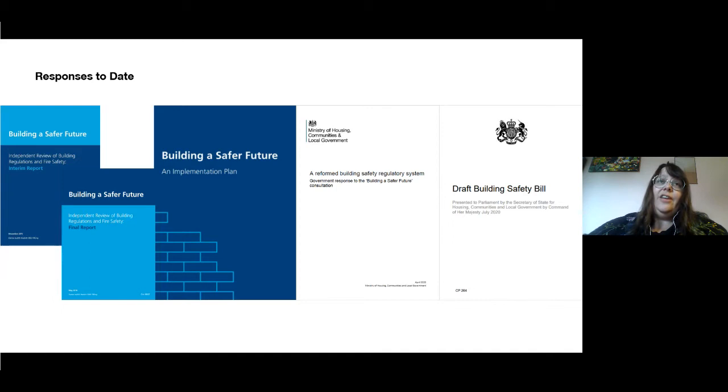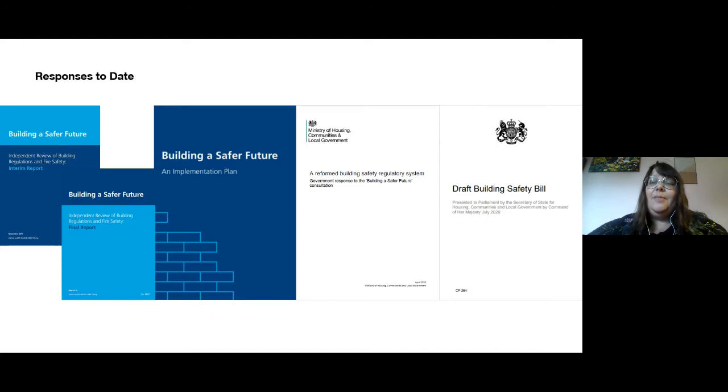At the same time as that final report being released, the government released its implementation plan, which was essentially a document which adopted all of those recommendations. And although there were no proposals as such as to how to deliver them, it was essentially the government signing up to those recommendations and taking them on board. Since then, in April of this year, they released the consultation document, which was more of the strategies and the actual processes that were going to be put in place on how they were going to manage these changes and adopt these recommendations.